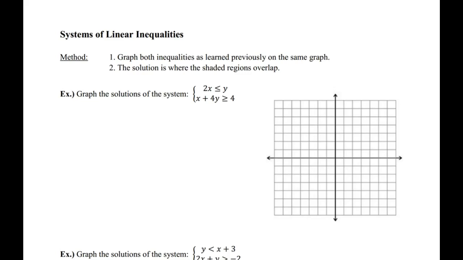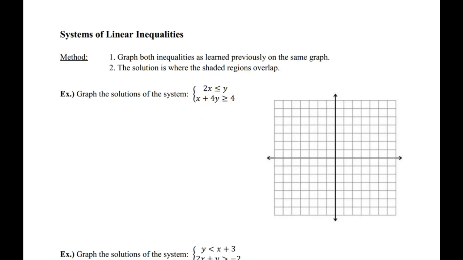In this video, we're going to be talking about graphing systems of linear inequalities. So in the previous video, we learned how to graph one inequality. In this video, we're going to be graphing two inequalities, and the solution is going to be the areas where they are overlapped. So it has to be the areas that are true for both inequalities.